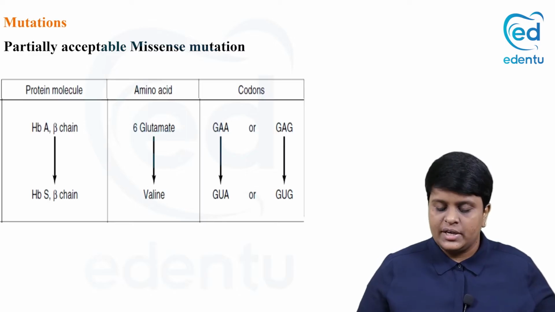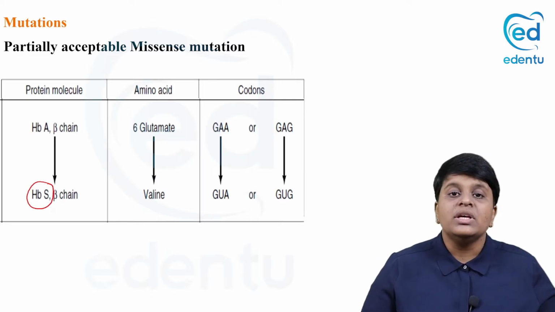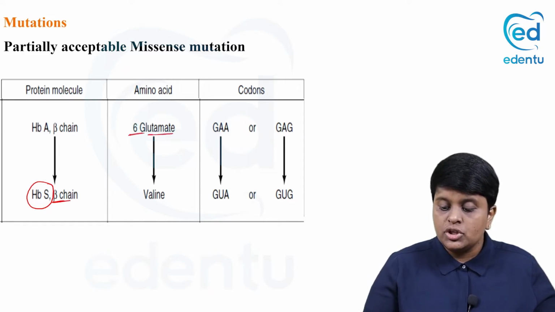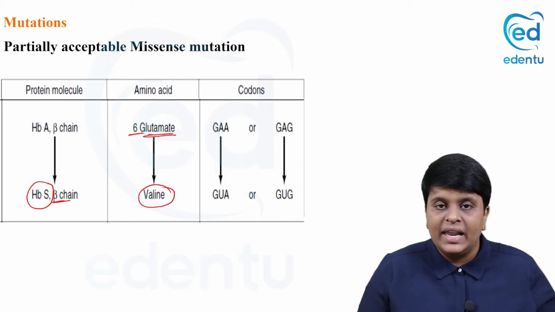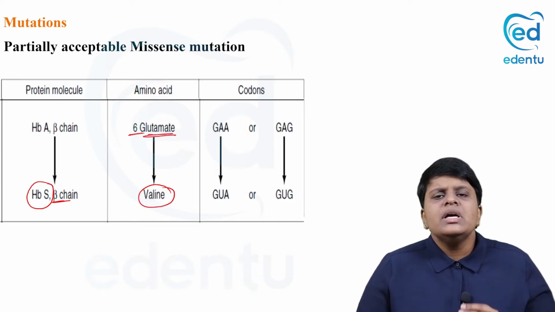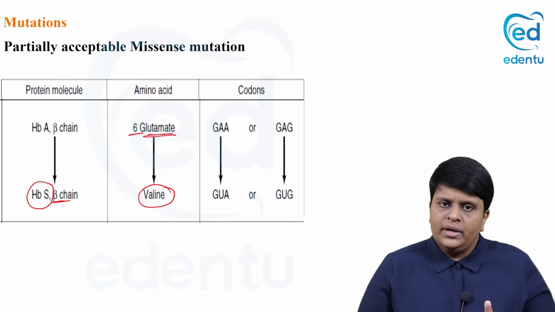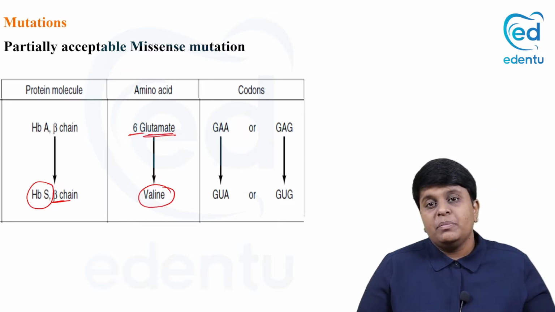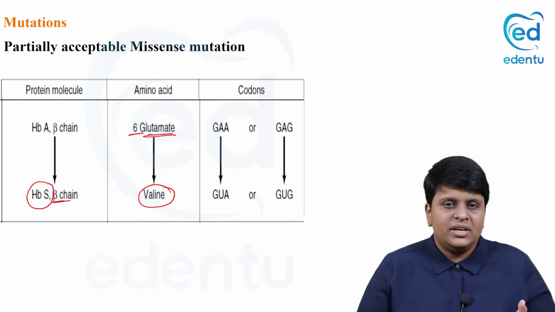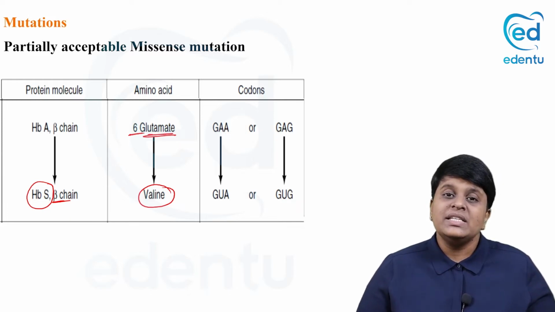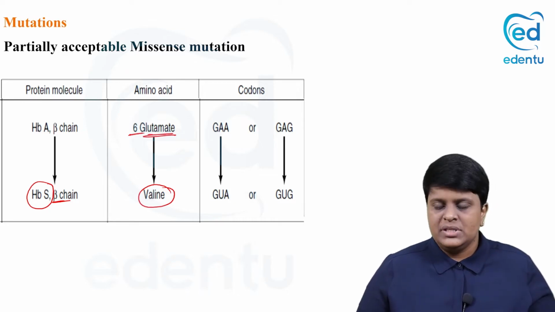Then you have the partially acceptable, which is HBS or the sickle hemoglobin. Okay, here if you see in the beta chain in the 6th position, instead of glutamate, you have the amino acid valine. This is partially acceptable. The reason being, sickle hemoglobin can remain quiet and not cause any symptoms also. Only when the patient gets exposed to hypoxic conditions, the sickling will be increased, and that leads to various crises, which is seen in sickle cell anemia. So that is the reason this is a partially acceptable missense mutation.